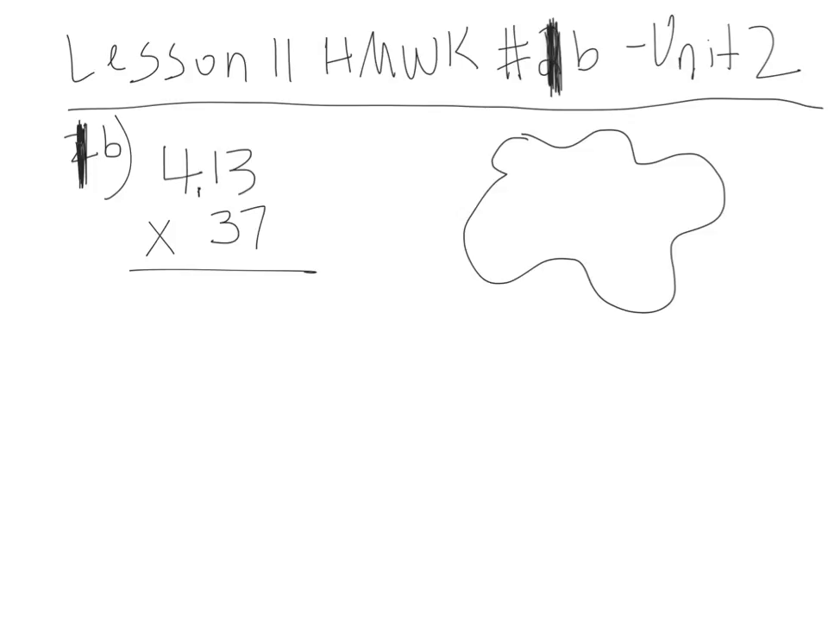Unit 2, Lesson 11. Multiplying decimal fractions, or just decimals, by multi-digit whole numbers, and then we have to use reasoning and thinking about the placement of the decimal in our answer after we do the multiplication. We are also using some estimation to see if our answer is reasonable. So I'm going to do 1B from their Lesson 11 homework book. It is 4.13 times 37.